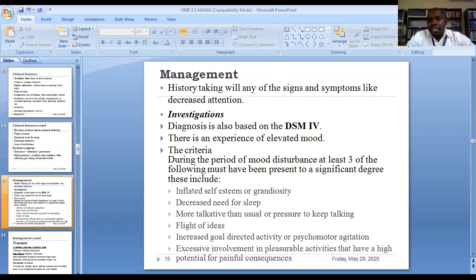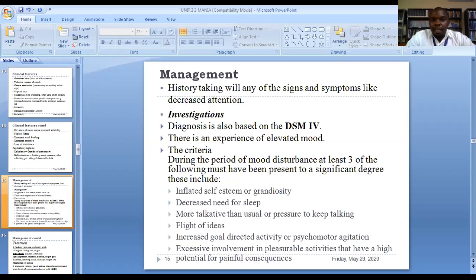Other investigations to be done will be based on the DSM-4 or DSM-5 as the latest. There's an experience of elevated mood in these clients. The criteria is as follows. During the period of mood disturbance, at least 3 of the following must have been present to a significant degree. 3 of the following, at least 3.